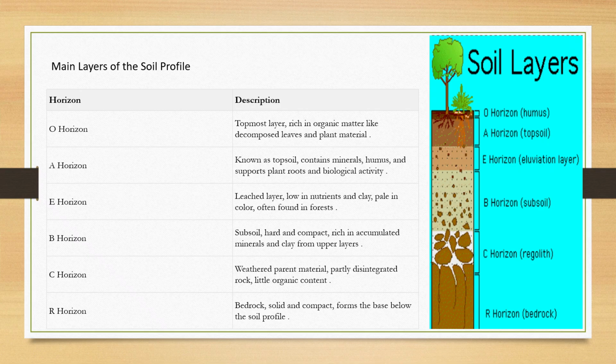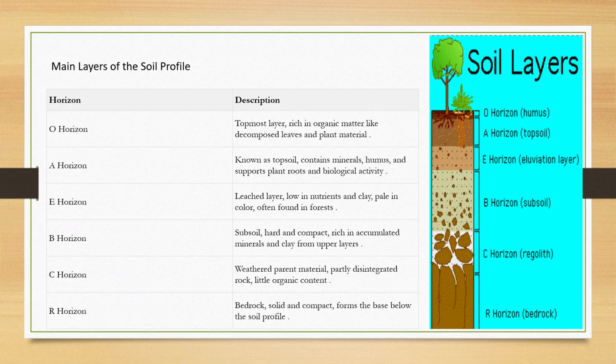The next one is horizon B, which is commonly called subsoil. This is called the zone of accumulation or illuviation. The materials leached from the A and E horizons, such as clay, iron oxides, and other minerals, are deposited here. It is older and more compact than horizon A.